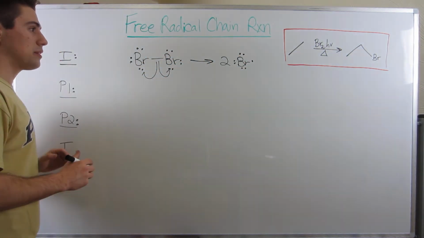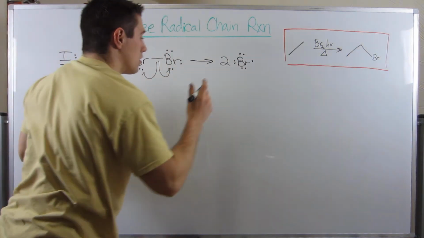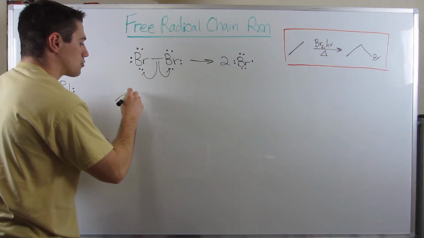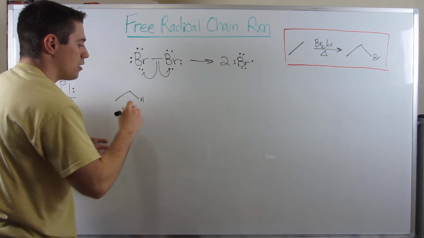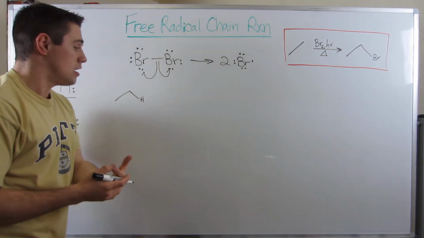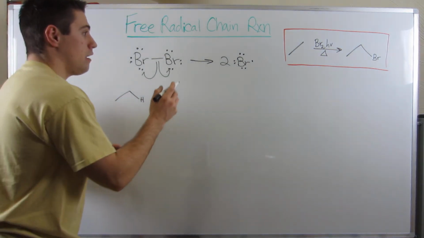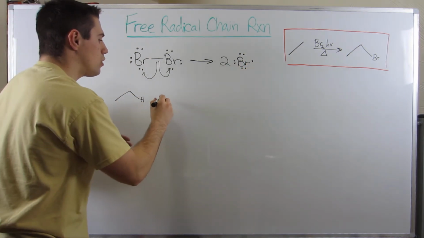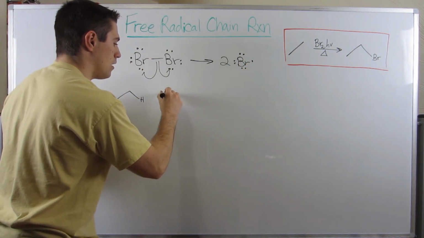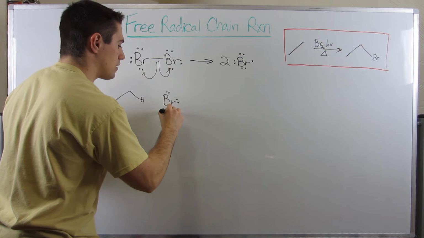So now let's move on to propagation 1. Introduce your alkyl piece and draw a C-H bond. Remember, both positions are equivalent, so it doesn't matter where I draw it. Then swing your radical over here. All right, we got all those electrons right there.